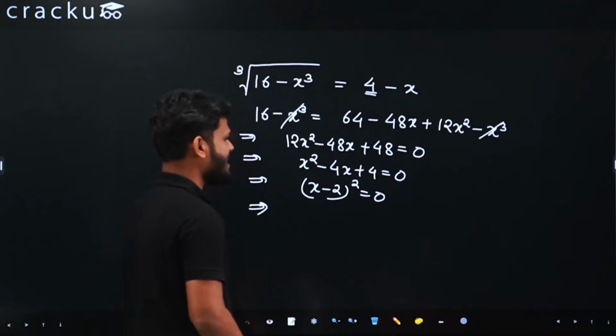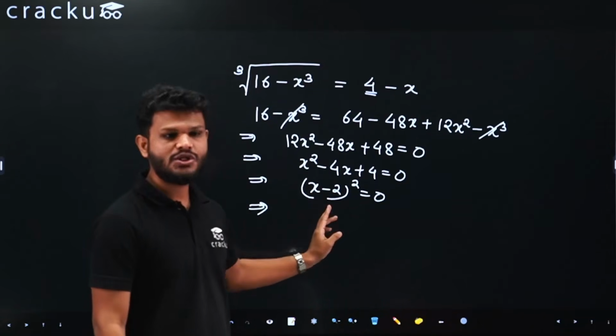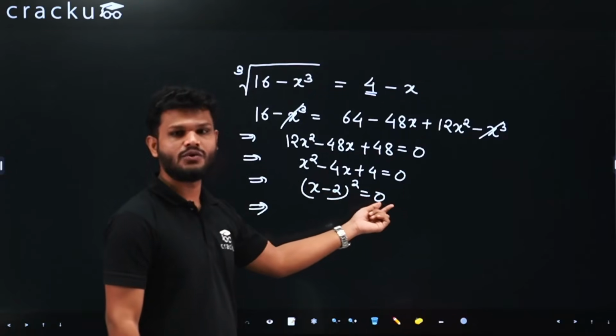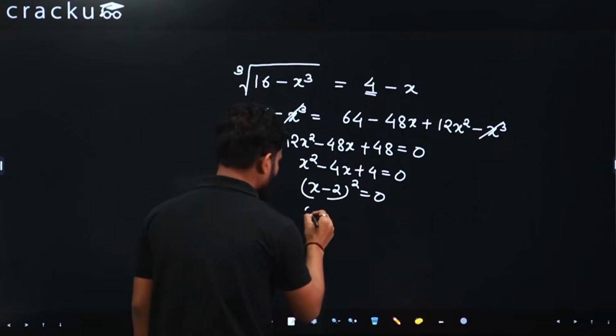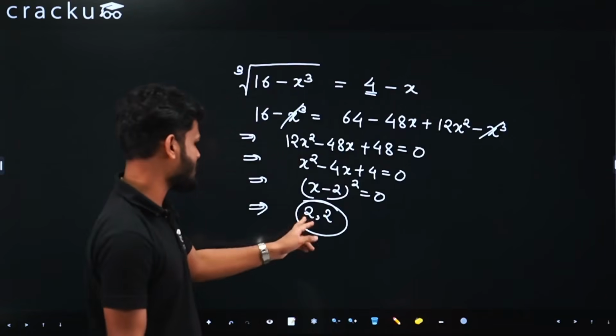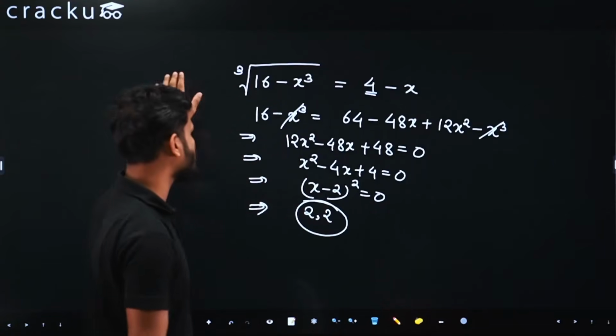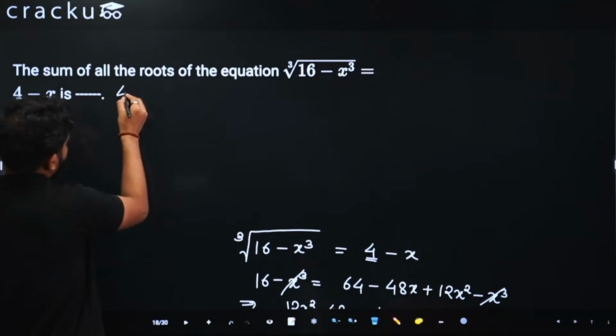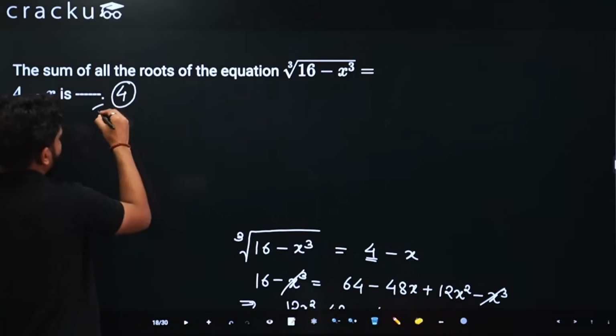Now the catch here is that the root is 2, but there is a double root. Why? Because it is a square equal to 0, right? So the roots will be 2 comma 2. There are always two roots for a quadratic equation. These are the two roots, and the sum of these two roots will be 2 plus 2, which is 4. So the answer to this question will be 4.